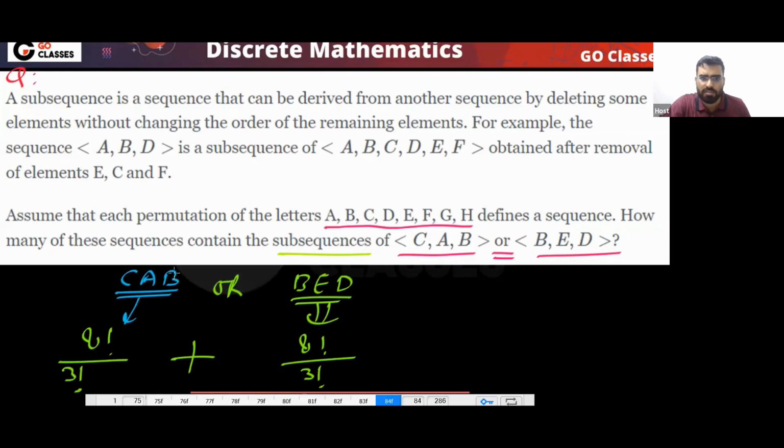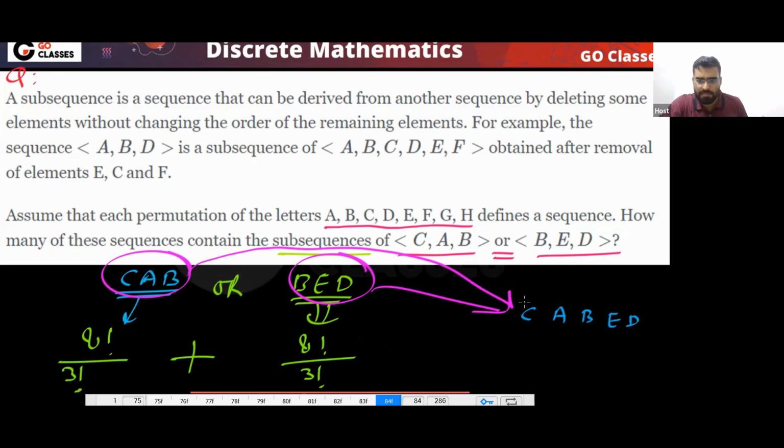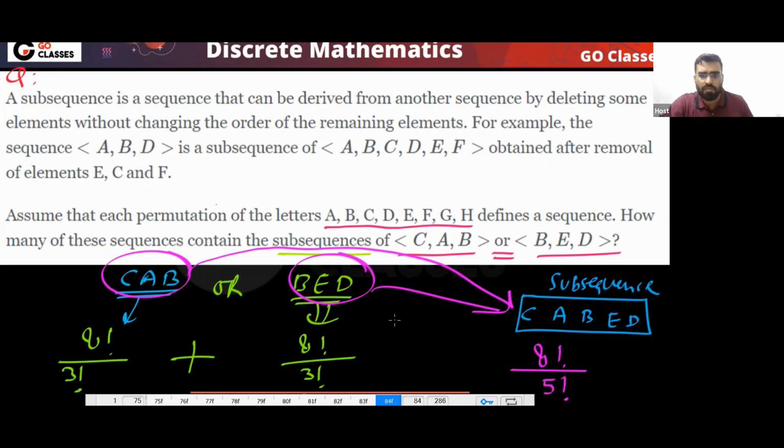No, these are not disjoint. What do they have in common? It is only possible that you have CAB and you also have BED. So this subsequence you have, and the answer for it is 8 factorial divided by 5 factorial. From these you remove this. This will be your answer: 8 factorial divided by 3 factorial plus 8 factorial divided by 3 factorial minus 8 factorial divided by 5 factorial.